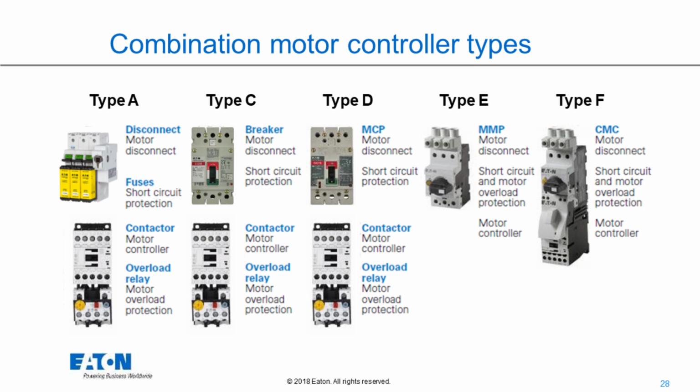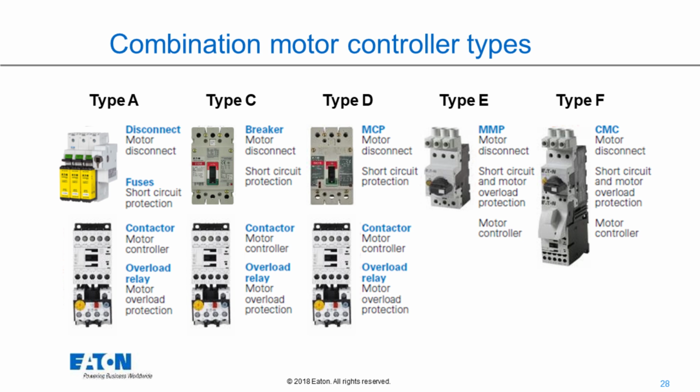Here's some different types of combination motor controllers. Type A uses a fusible disconnect switch for disconnect function and short circuit protection, and that's protecting a contactor and overload relay, AC magnetic motor starter below it there.